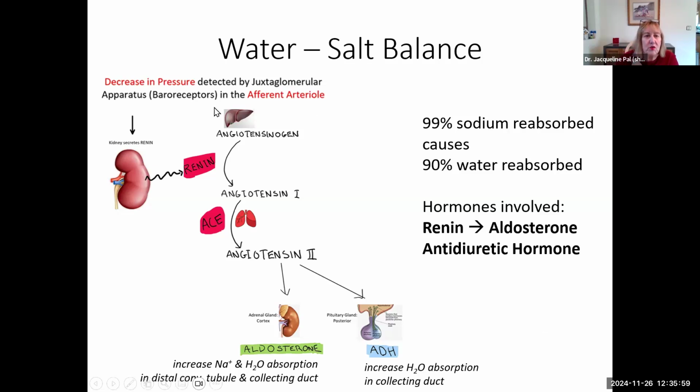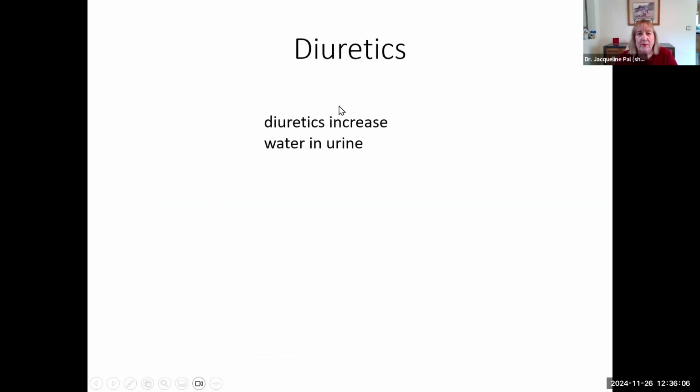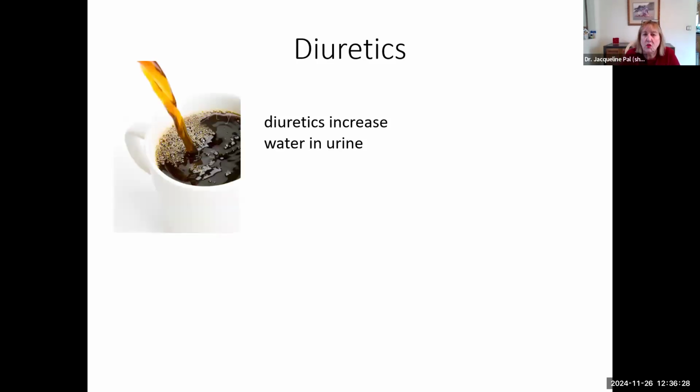For this course, you do not have to know the angiotensinogen, angiotensin 1, angiotensin 2 part of the pathway. So let's talk about a diuretic, because lots of people have heard about people taking diuretics, or water pills. A diuretic is something that increases the amount of water in the urine. So have you ever taken anything that makes you need to pee more? Well, that's a diuretic. A classic example is drinking caffeinated beverages like coffee, Coca-Cola, Diet Coke.